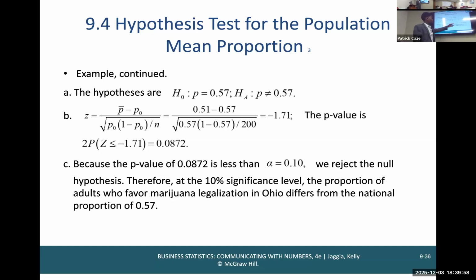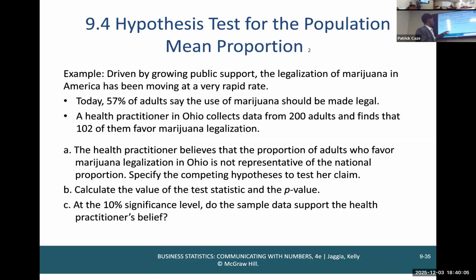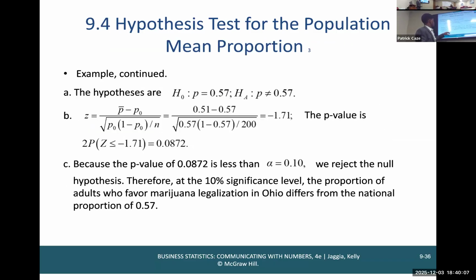If it was more than 0.1, we would not reject the null. We would say, okay, we can't reject the null. It could be 0.57. We don't know. All right, we can't reject it. But in this case, we can reject it.